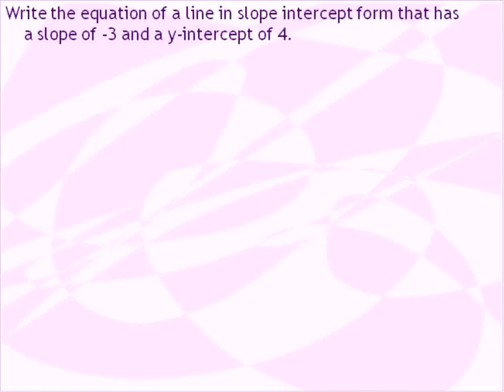neither. So our first one here, write the equation of a line in slope-intercept form that has a slope of -3 and a y-intercept of 4. Guys, these are your easiest ones to do. Slope-intercept form, if you remember, is y equals mx plus b. So all you need to do to write an equation in slope-intercept form is know the slope, which they give us right here, and you need the y-intercept, which they give us right here. So don't make this harder than it is.